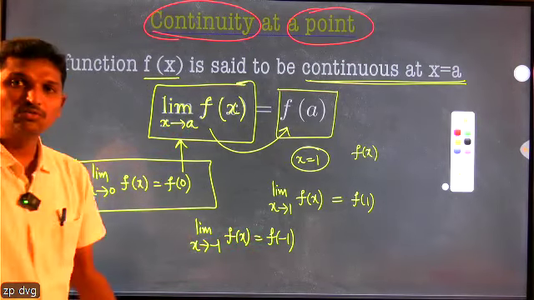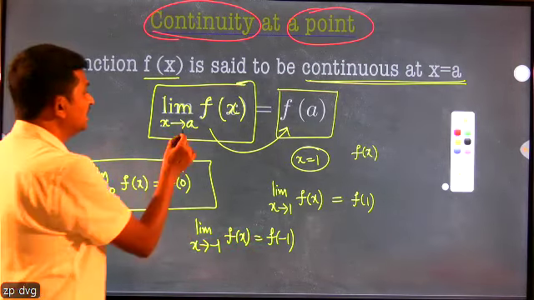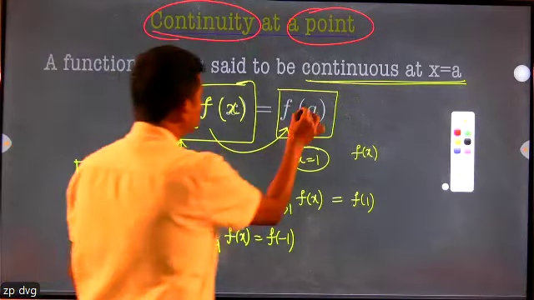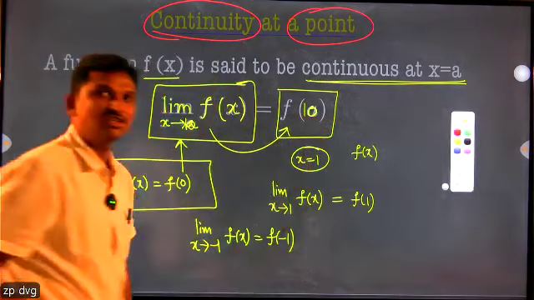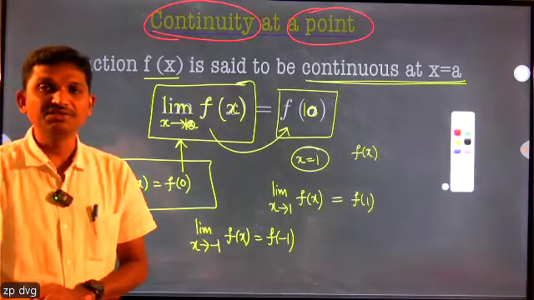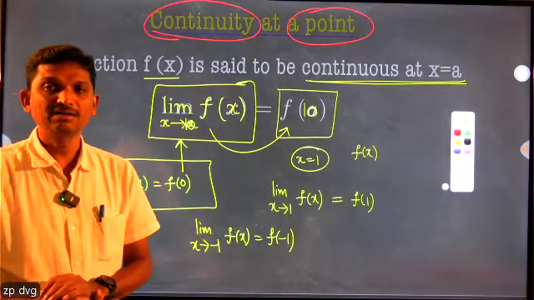So the easiest one, only one formula is there. See, if they ask, check the continuity at x equal to 10, limit x tends to 10 of f of x equal to f of 10, then we say the function is continuous at x equal to 10. In this continuity, only one formula is there. That is this formula, right? Okay.